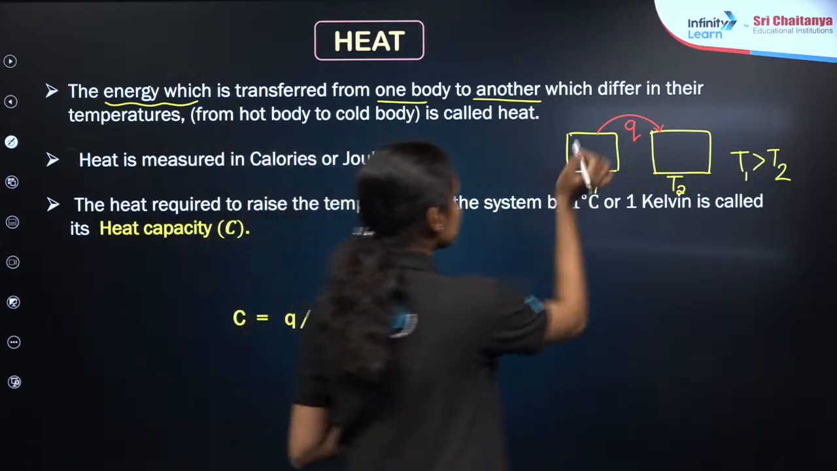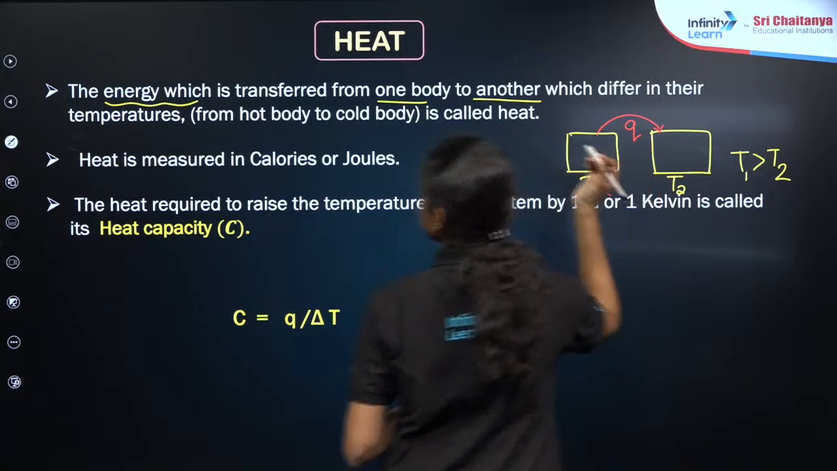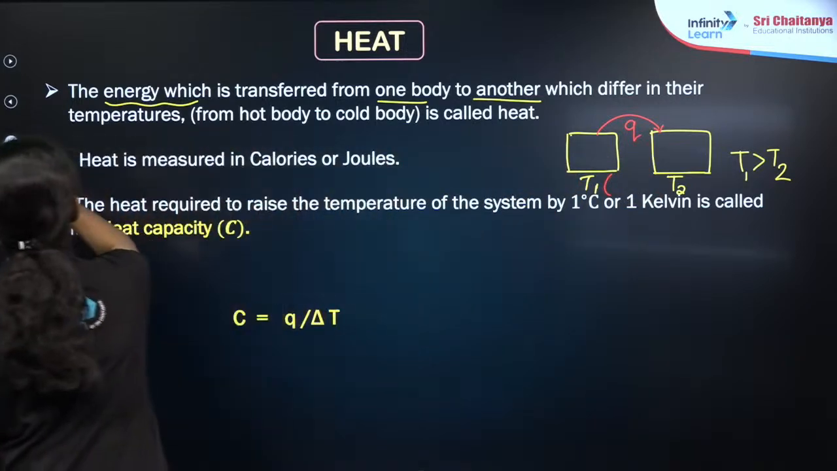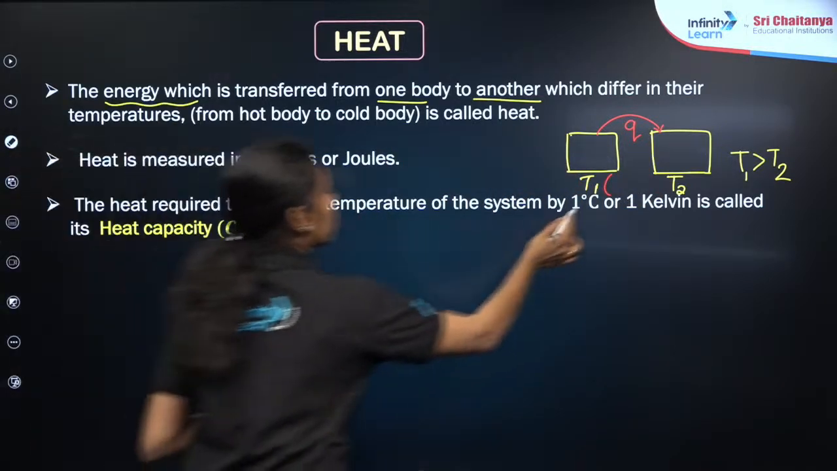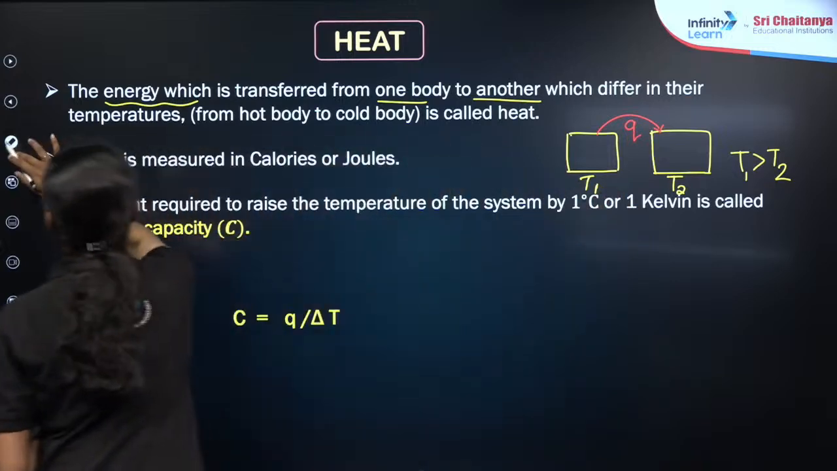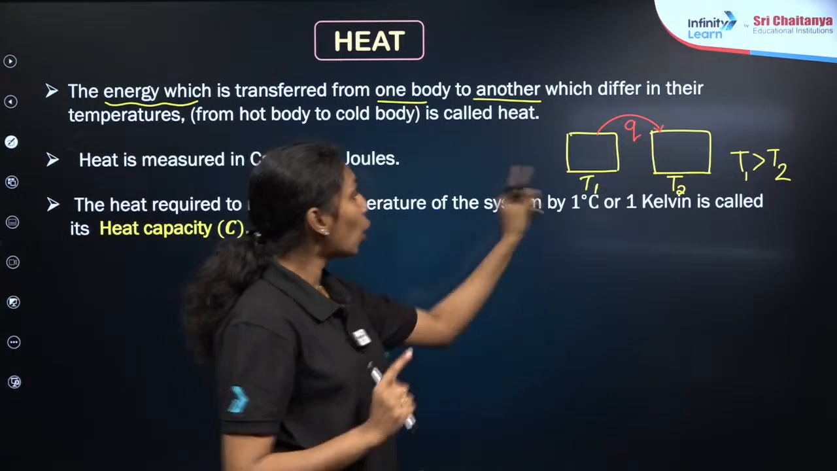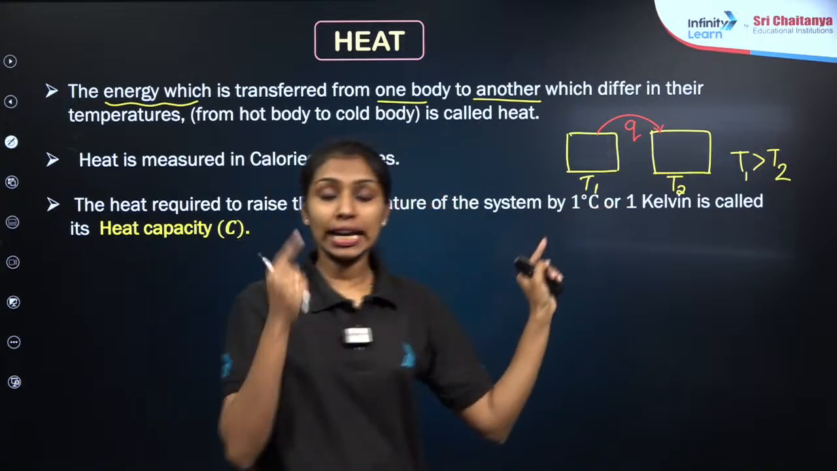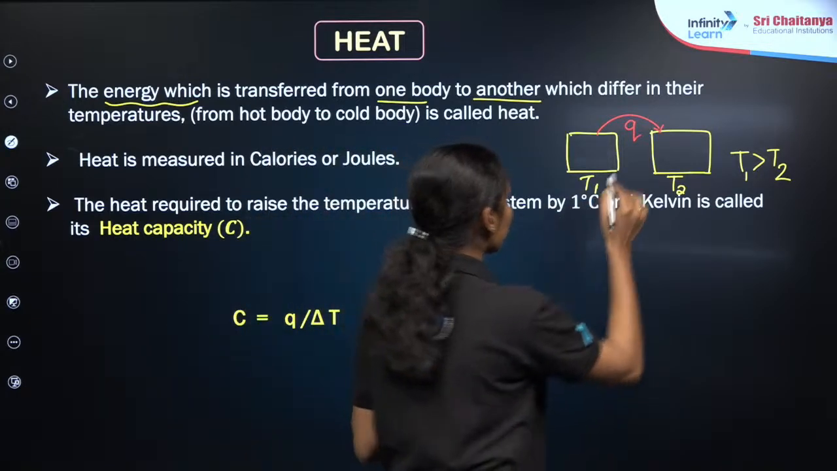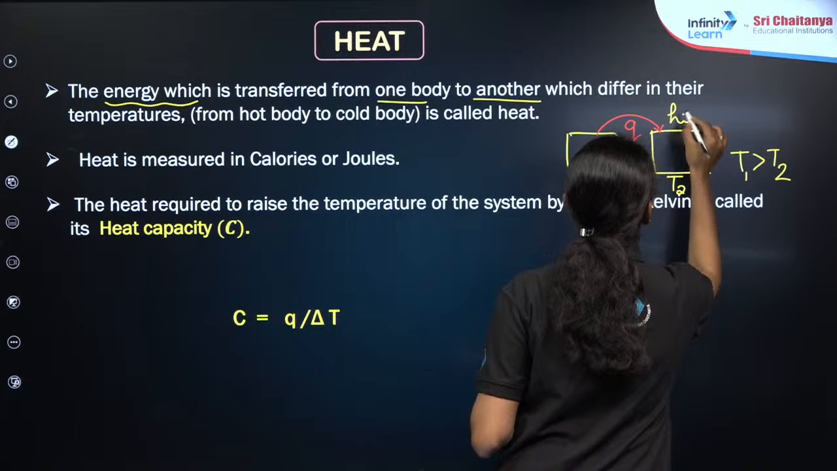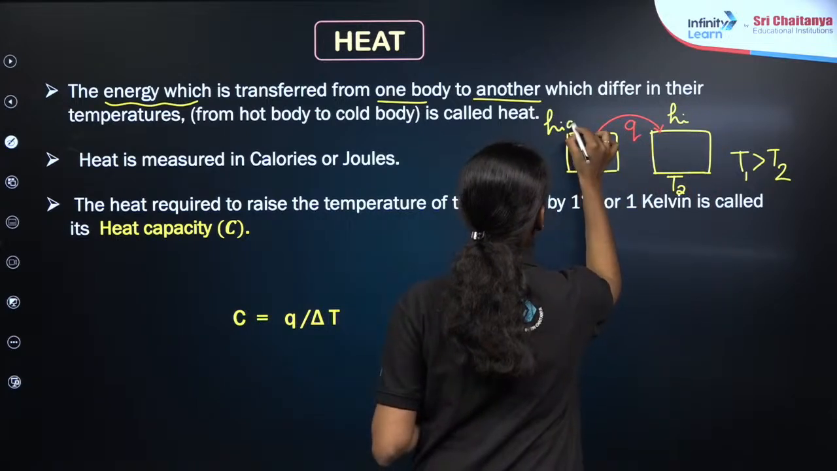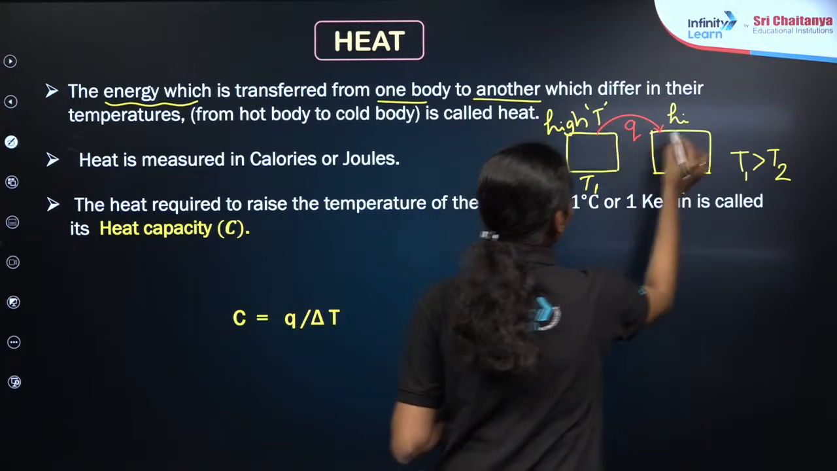Heat is going from T1 to T2, which means hot body to cold body, or high temperature to low temperature. Heat is always going from high temperature to low temperature. This will be the high temperature T1, then the second one is the low temperature T2.